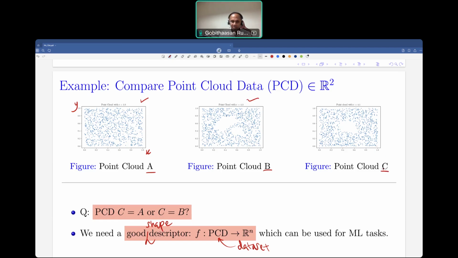So the question would be, as we compare point cloud C to point clouds B and A, would you cluster point cloud C with point cloud B or point cloud A, which means point cloud C is similar to point cloud B or similar to point cloud A? That is the question that we are going to answer now.